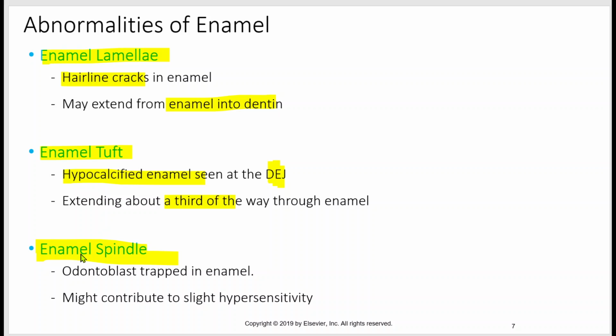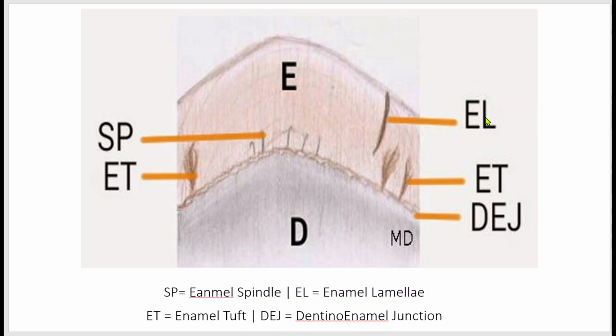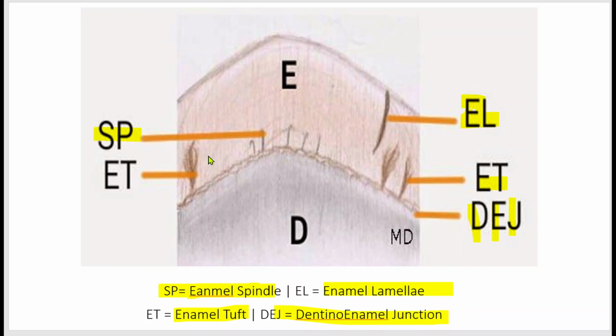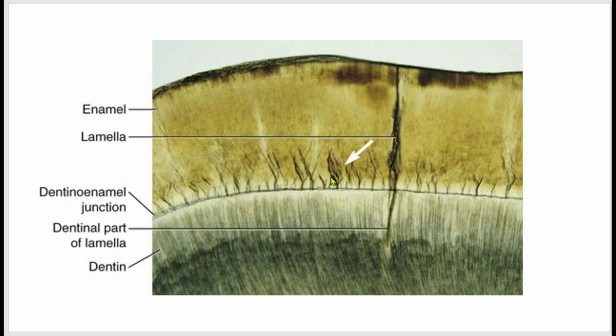That's the enamel tuft. And the enamel spindle, which is technically an odontoblast process, which forms dentin, gets trapped in the enamel, and can contribute to hypersensitivity. So this is a picture that shows you the enamel lamellae, enamel spindle, and enamel tuft, ET, and DEJ, dentino-enamel junction. Recognize this picture. These are just other pictures from the microscope. You can see all of these.